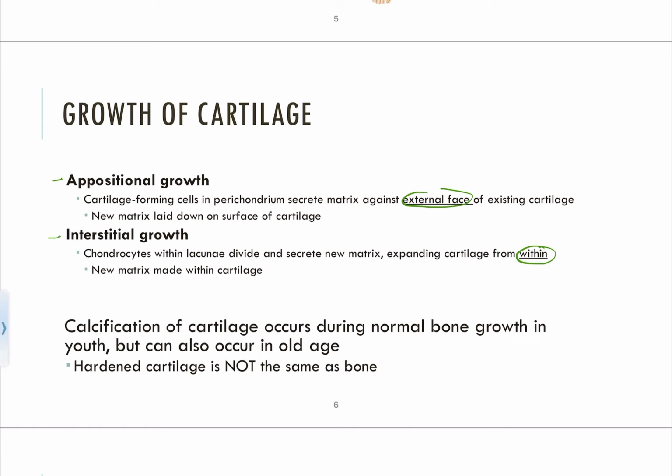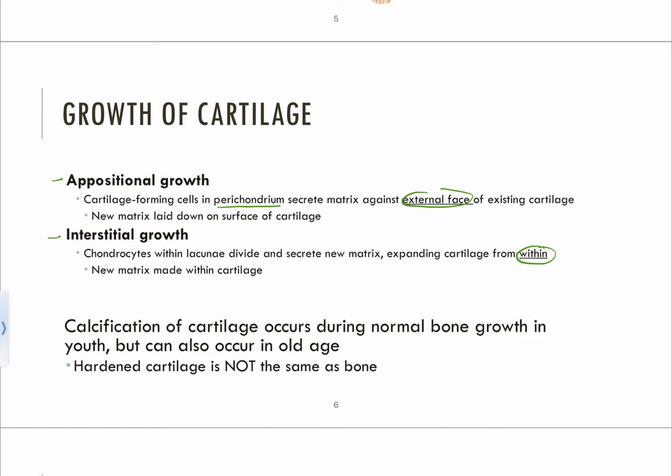Now, how do we actually grow the cartilage? Well, our perichondrium, because remember that is the membrane on the outside surface of our cartilage, that's going to secrete matrix against, again, the outside of the cartilage itself. If we're talking about interstitial growth, our chondrocytes that are residing within our lacunae, they're going to secrete the matrix. So that's going to be growth from within. So again, two types of growth that we have depending on where we are secreting the new matrix.